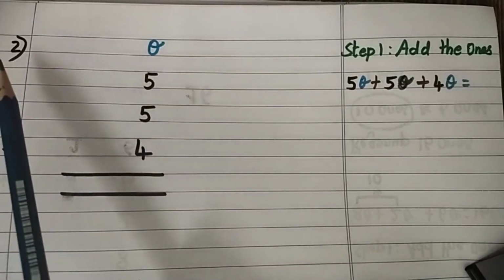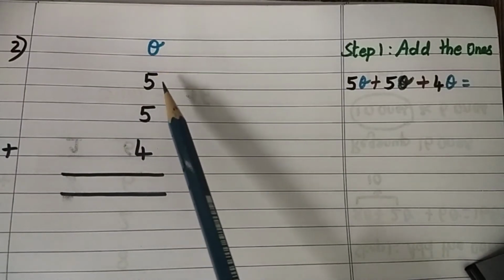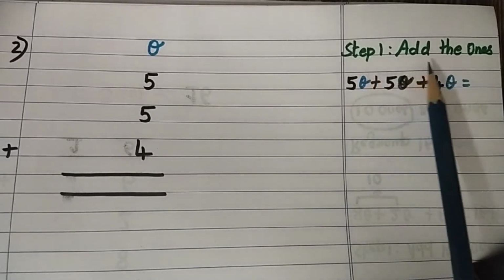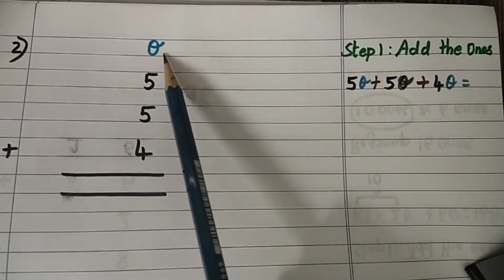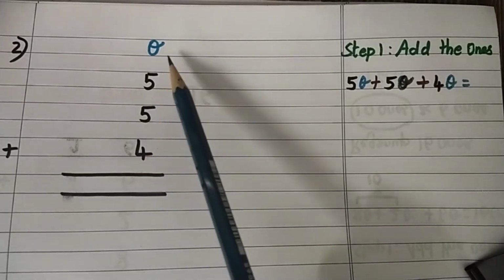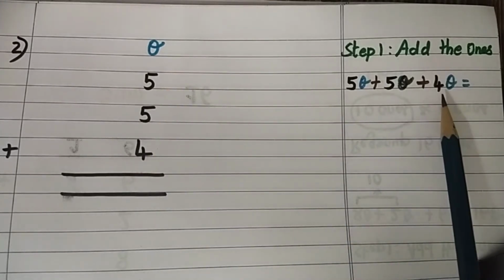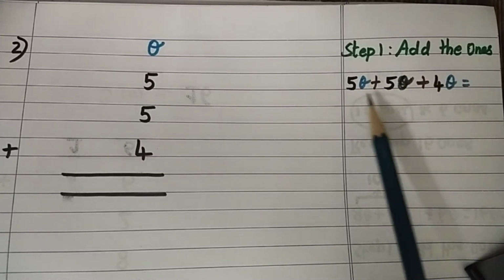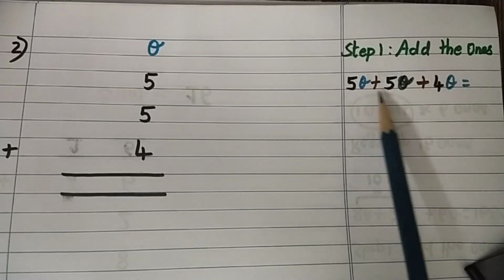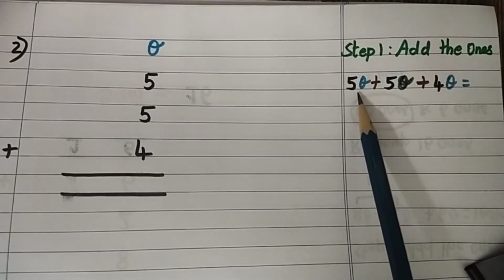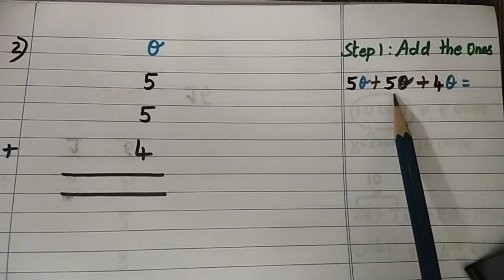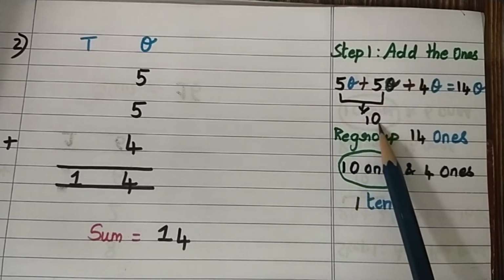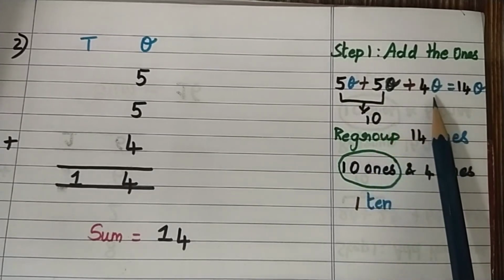Let us see the second example sum, children. In this we have three single digit numbers. We need to add three single digit numbers. Step 1. Add the ones. In ones place we have 5 ones, 5 ones and 4 ones. 5 ones plus 5 ones plus 4 ones. Which two numbers put together give a 10? Think, children. Which is the biggest number? Yes, both the numbers are the biggest. So 5 ones plus 5 ones put together gives what? 10. When you combine 5 plus 5 it gives a 10, and 10 should be added with the third number 4.